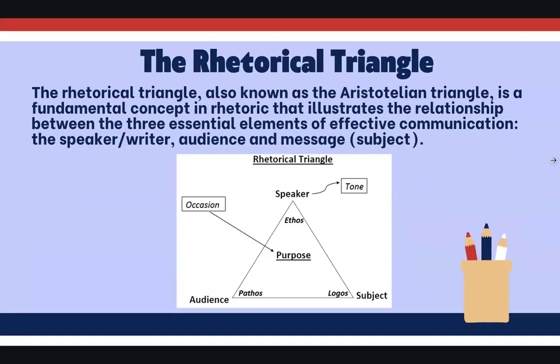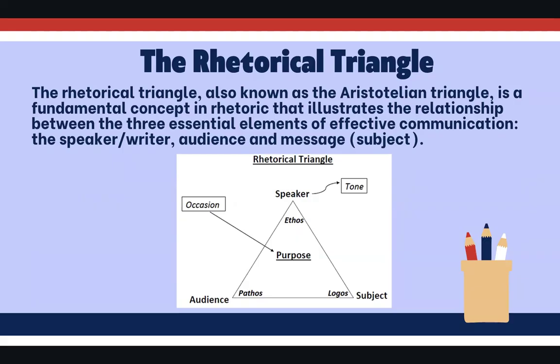Okay, so the first thing we're going to look at is the rhetorical triangle. Now, this triangle is essentially a concept in rhetoric, and it talks about the relationship between the speaker or writer, the audience, and the message or the subject, which are essentially the three key elements for effective communication. Now, you might ask, how exactly are all these things related to each other, right?